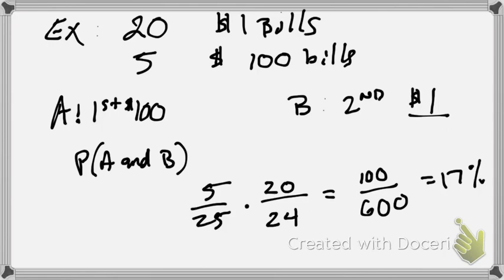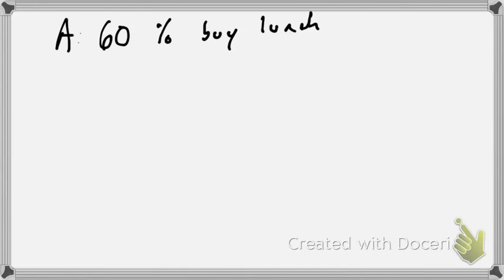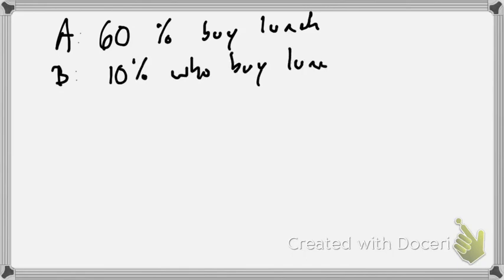Okay? So this is how these are going to work. The last example, very last example, so situation A is that 60% of students buy lunch. So 60% of students buy lunch. Situation B is 10% of students who buy lunch get dessert. Okay? So 60% of the student body buys lunch. Of that 60%, 10% of them buy dessert.